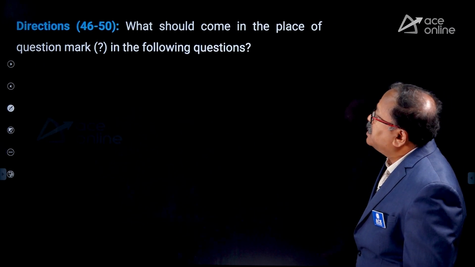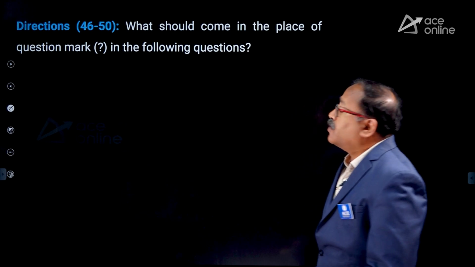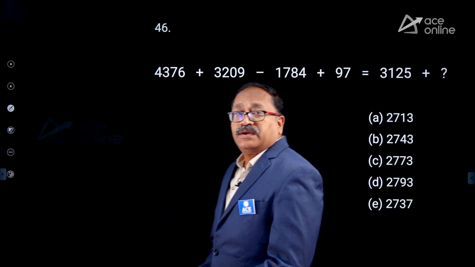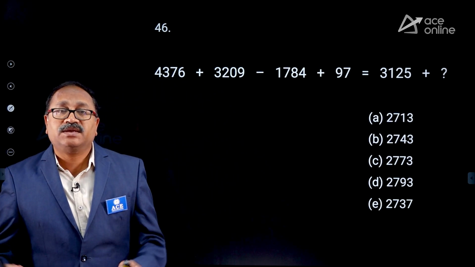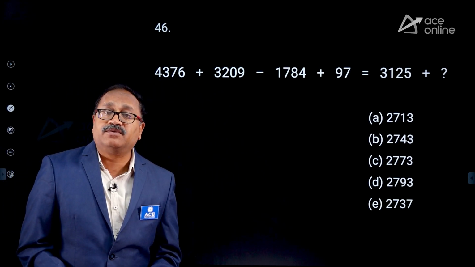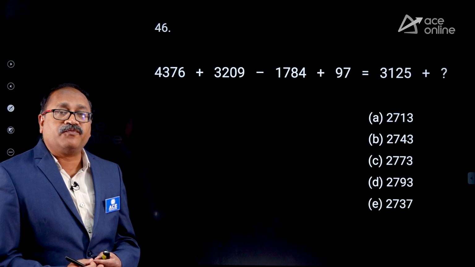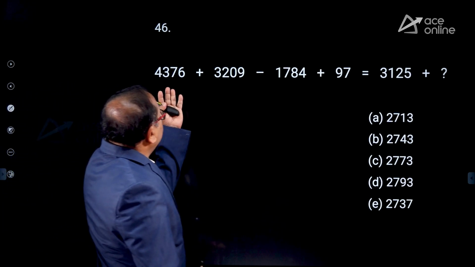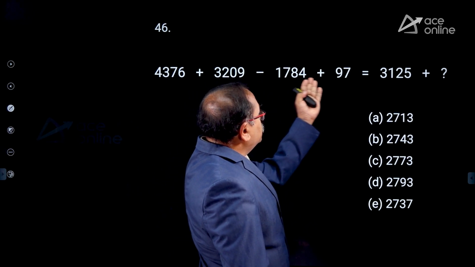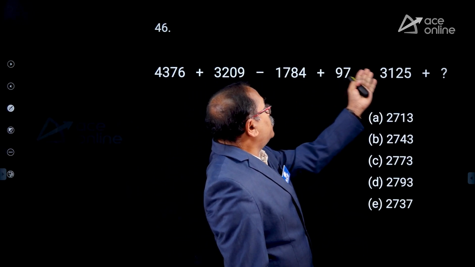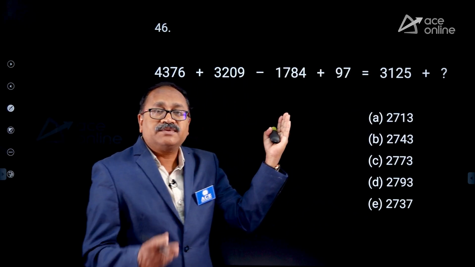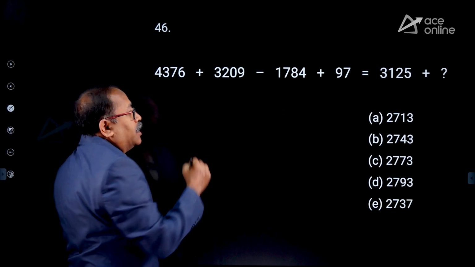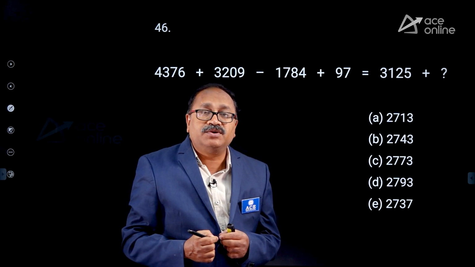The next question. What should come in the place of question mark in the following question? Simplification again. So as I said, we will have close to 5 to 10 questions in the prelim exam of any bank exam. So let's solve this one. I can see that we need to add this one. This is a subtraction, this is addition, and when it comes to the other side, it will become subtraction. So first we will add this number, and as I suggested, we will add 2 digits at a time.